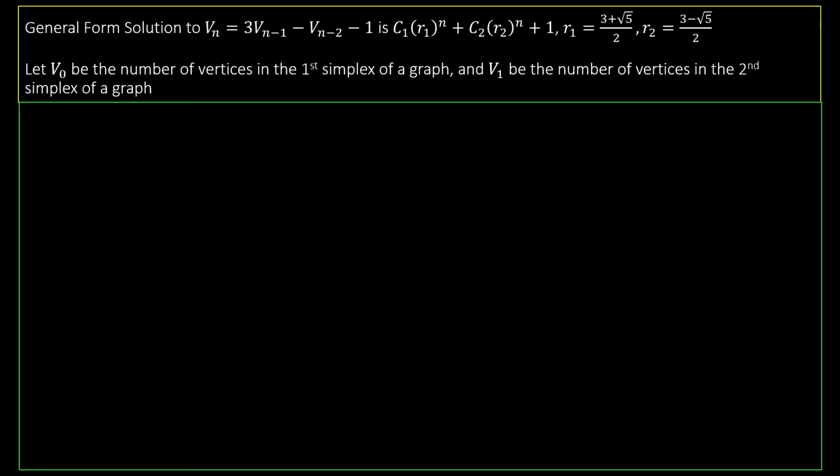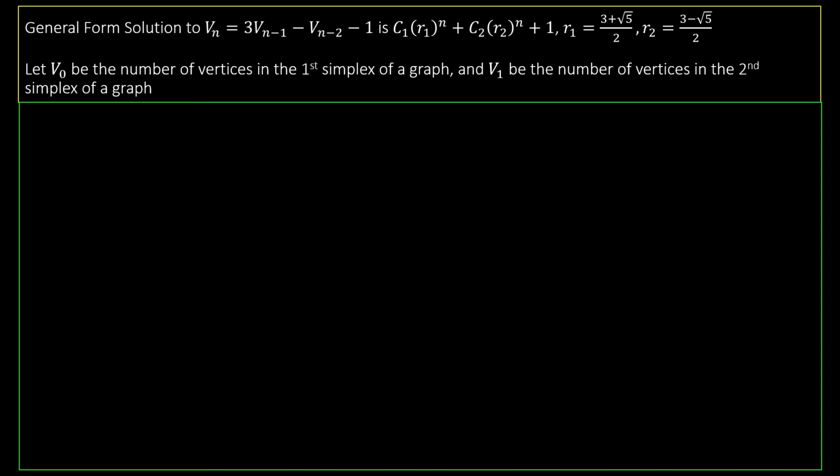At the top of the screen, you can see the general form solution to v sub n. All we need to do now is solve for the arbitrary constants c sub 1 and c sub 2, using initial values v sub 0 for the number of vertices in the first simplex graph and v sub 1 for the number of vertices in the second simplex graph.